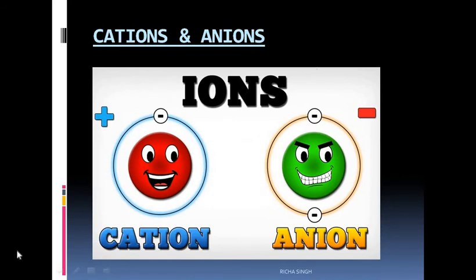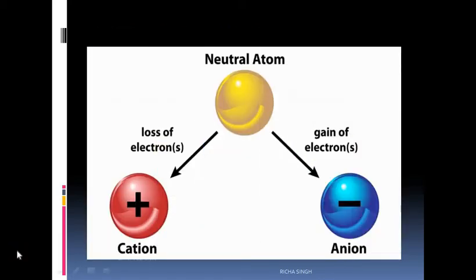Next part is cation and anion. Before that, you should know what an ion is. An ion is a charged atom. Atoms, you know, are neutral, but when an atom attains a charge, then it becomes an ion. It can be of two types, cation and anion. So what are these cation and anion? When an atom loses an electron, it is said to be a cation. When it gains an electron, it is said to be an anion.